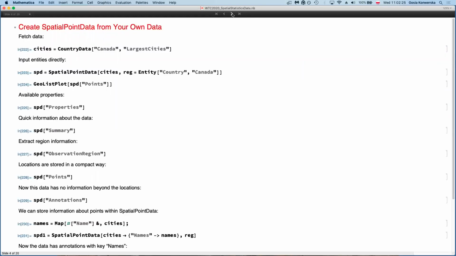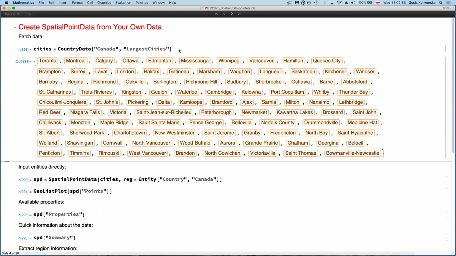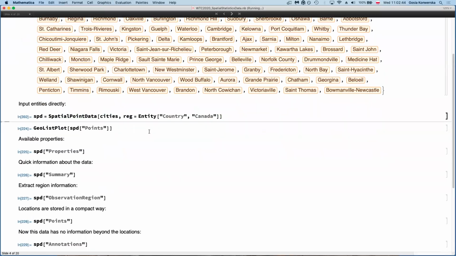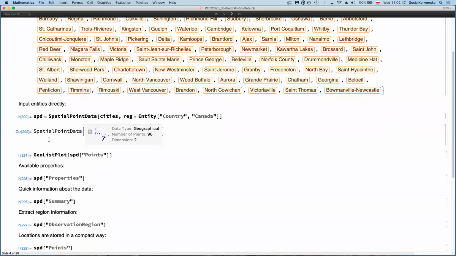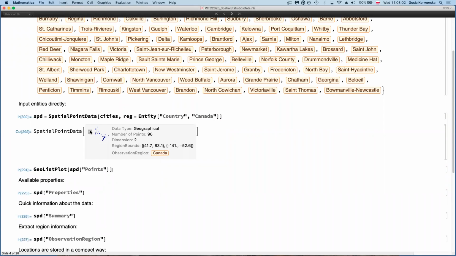So first I want to show how to create a spatial point data from your own data. Say that we fetch some data on the largest cities in Canada, and you see they come to us as entities, and we can input them as locations directly into the spatial point data, and we can provide the region, which is also an entity. And then we have a spatial point data, so we call the elided form, which tells us here the data type is geographical. We have 96 points. The physical dimension is 2. And if you expand it, you get a little more information about the region.